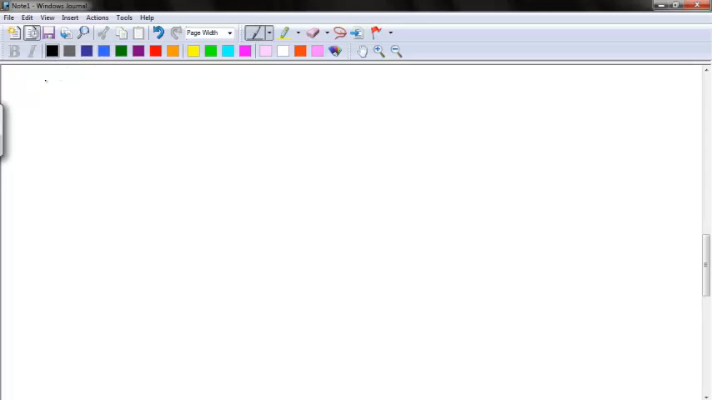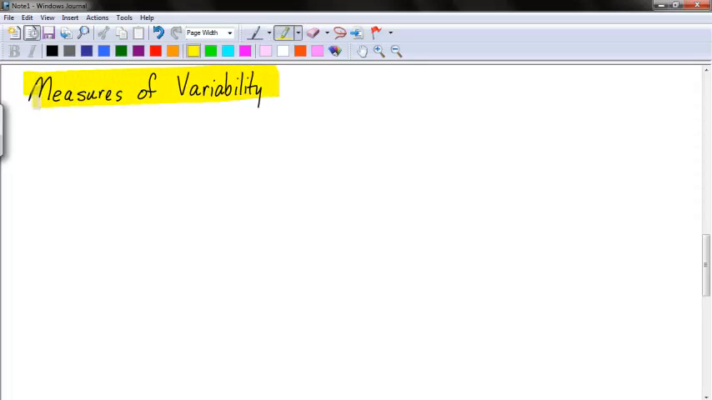Okay, so on this one, label this one measures of variability. And this one probably is new to you, okay? And let's look at a basketball team, okay? Let's consider a basketball team.